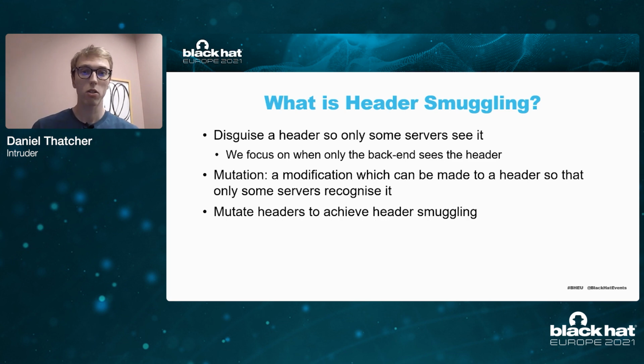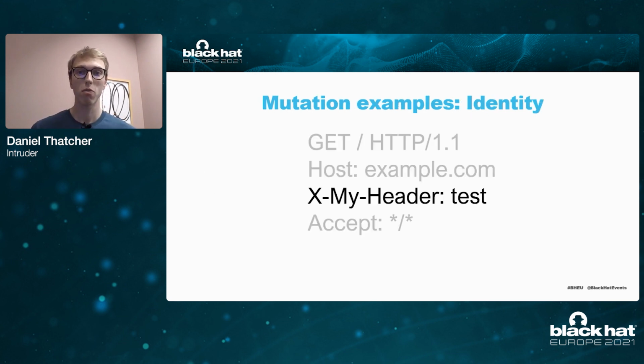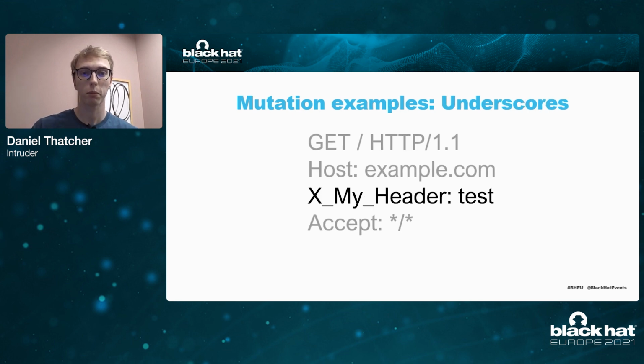How do we disguise headers? Well, we're doing what I term a mutation, which is simply a modification you can make to a header to cause different servers to parse it differently. So some examples of mutations include the identity mutation, where we do nothing to the header. So this X-MyHeader: test header here will look pretty much as you'd expect a standard HTTP header to look.